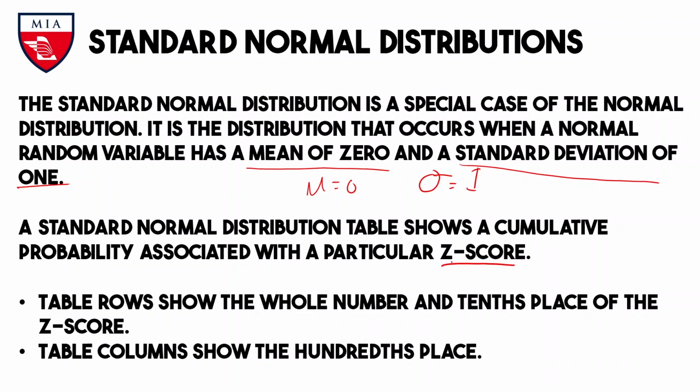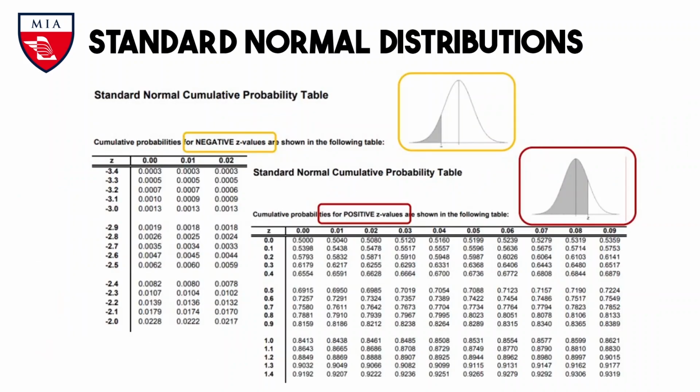In z-scores. In z-scores, we have a table that we will use in determining the probability of certain z-scores. Table rows show the whole number and the tens place of the z-score. Remember that? Table columns show the hundredths place. Here's an example of a standard normal cumulative probability table, which we can use to determine the probability of our z-values.